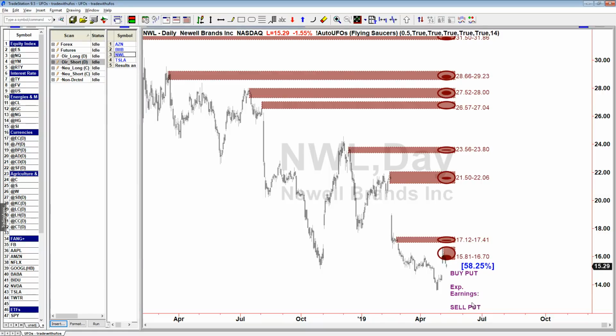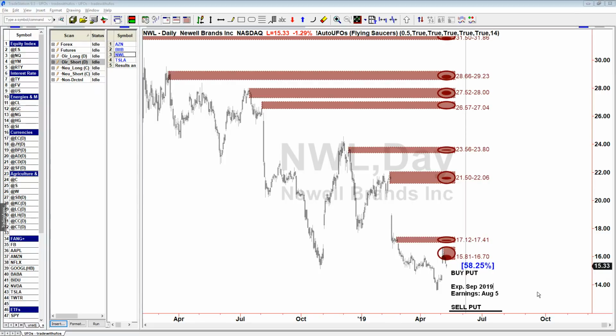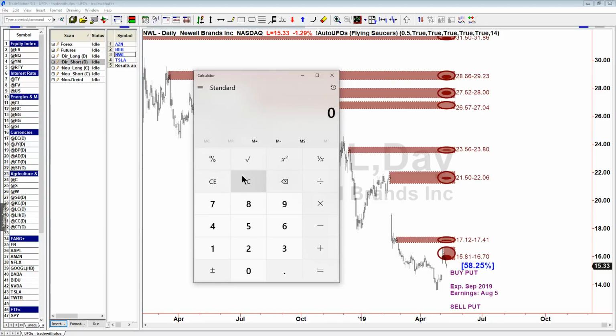So what did we say? The earnings report is going to be August 5. We're going to use September 2019 as the expiration date. The TTT, let me bring the calculator. We set the target earlier, which was going to be 12.49, hopefully you remember that from when I looked at the weekly time frame. The current entry price, but also in case you're going to use the upper UFO, that would be 15.81.